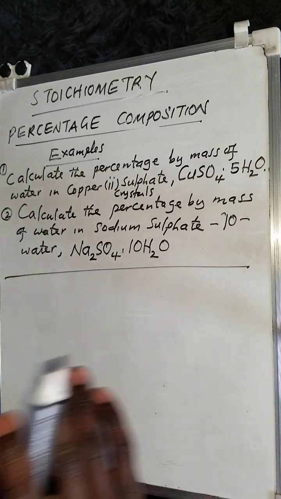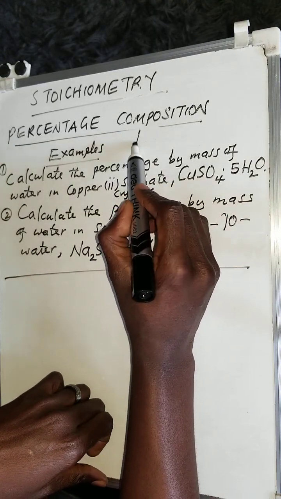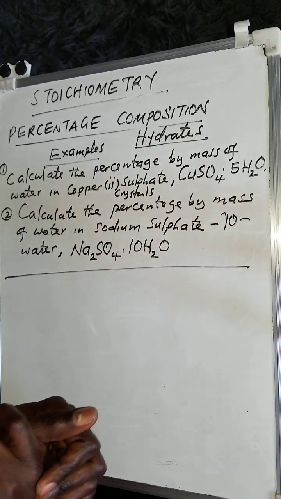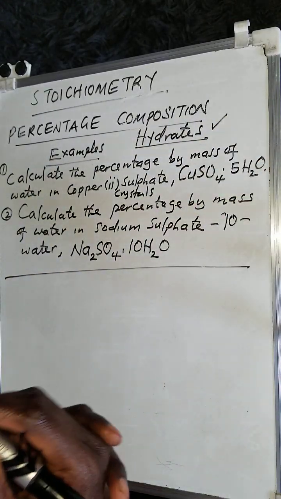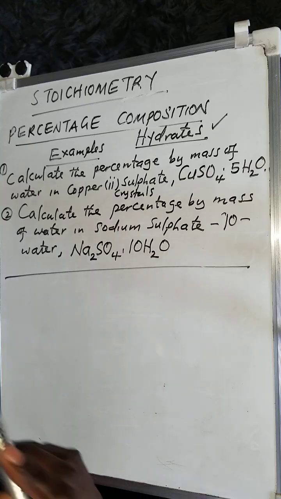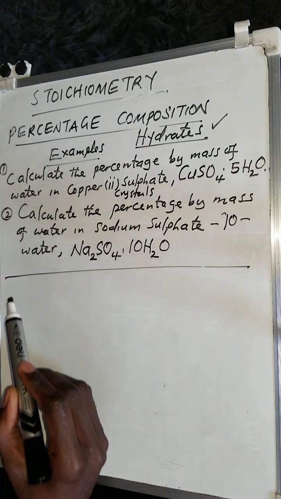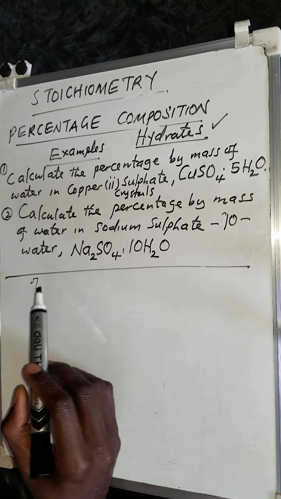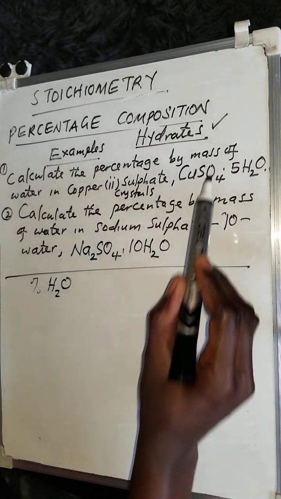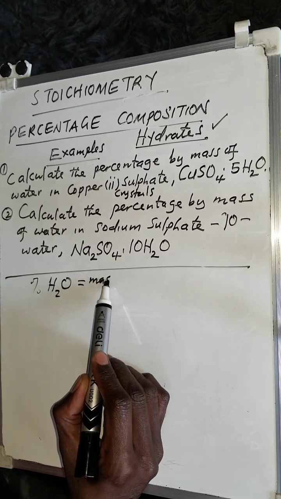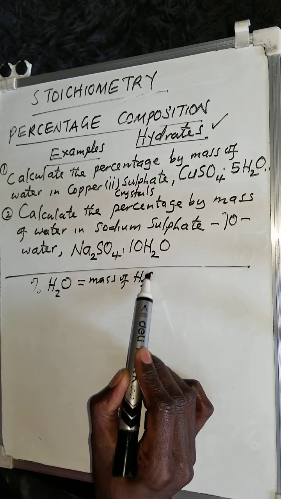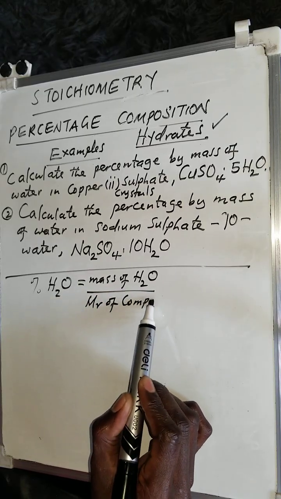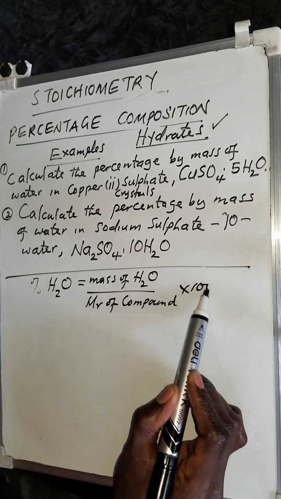So I want to show you how you can find the percentage composition when you have been given a hydrate. When we talk about a hydrate, it is simply a salt with water molecules incorporated into it. Now, of course, it's the same as when you're finding the percentage composition. So to get the percentage composition of the water in that salt, you are simply going to look at the mass of the H2O in the compound over the Mr of the compound that you have been given. Then you just multiply that by 100%.